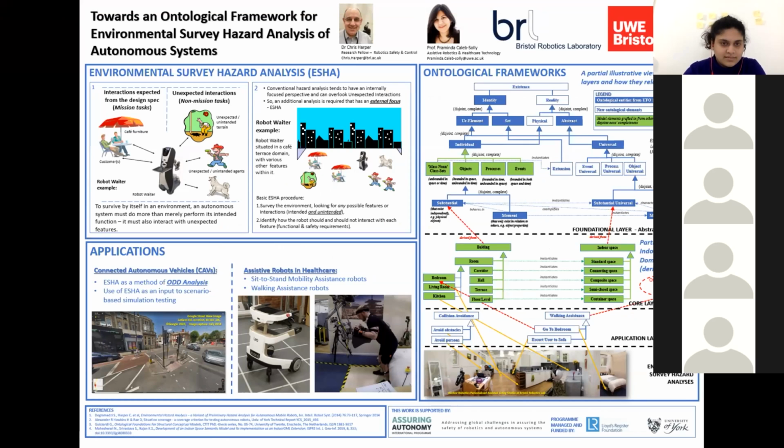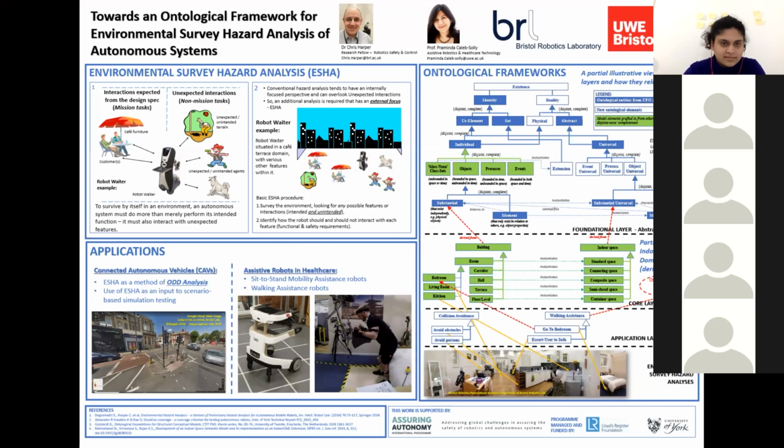Right. Okay. So yes, this topic is a little bit peripheral to the normal run of kind of machine learning work. So my thanks to the committee for allowing me the chance to present a poster on this. It really reflects a topic that we've been developing at Bristol Robotics Lab over the last few years.